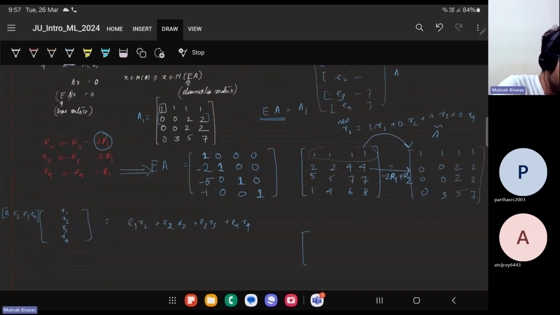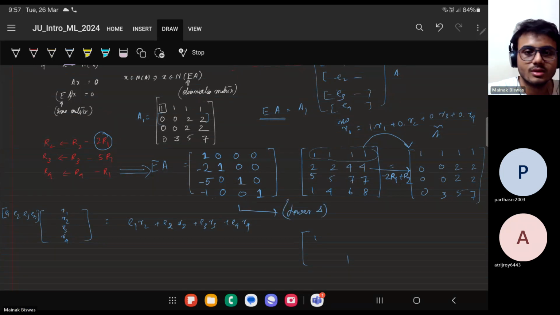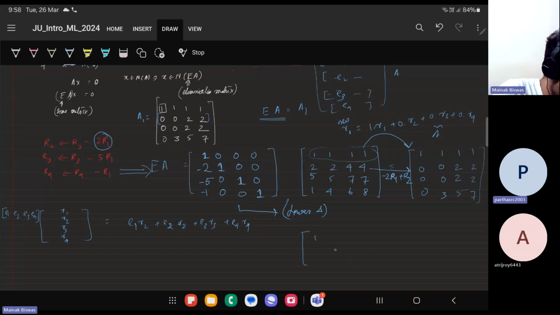Let's take this example. They're all lower triangular matrices, right? Lower triangular, yes or no? Yes. Let us take one lower triangular example: 1, 1, 1, 0, 0. This is one elimination matrix. Correct?